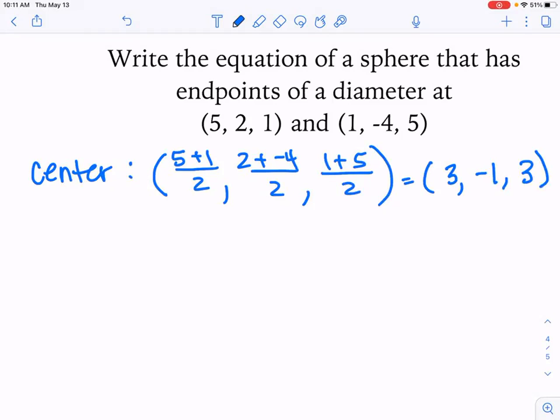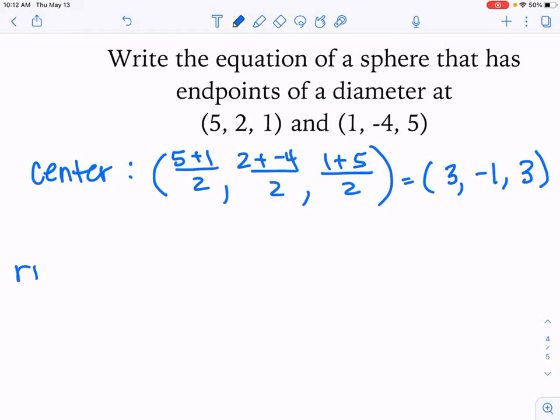How do we figure out the radius? We have 2 options. We can use the distance formula. Now, we can use the distance formula from endpoint to endpoint, but then we'd have to cut that in half. Or now that we have the center, we can find the distance from midpoint to endpoint. Which one sounds better? Yeah, let's go from the center to the end, okay?